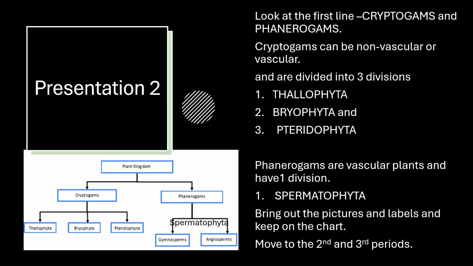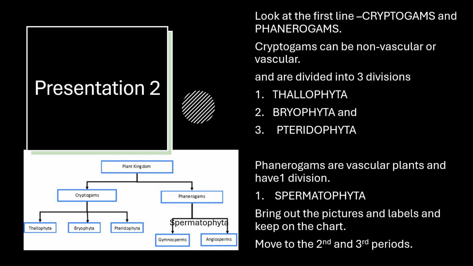After the first presentation, we will move on to the second presentation. In this, we are looking at the first line, that is cryptogams and phanerogams. Then we can look at cryptogams, which can be divided as non-vascular or vascular. These are divided into three divisions: Thallophyta, Bryophyta, and Pteridophyta. Phanerogams are vascular plants and have one division.